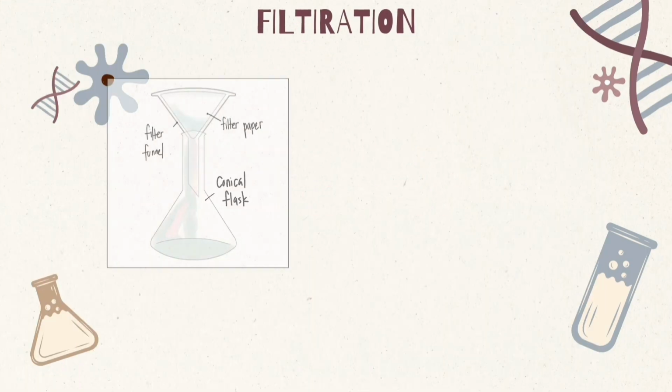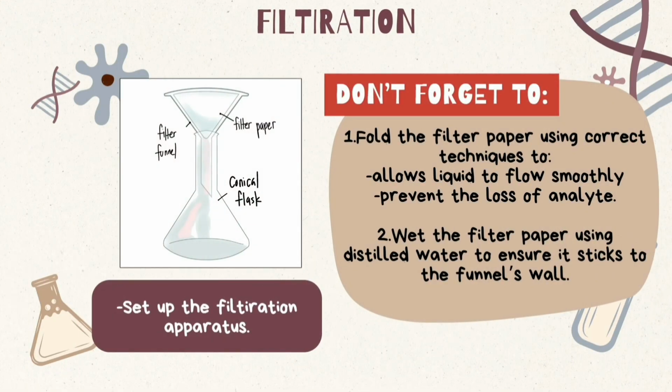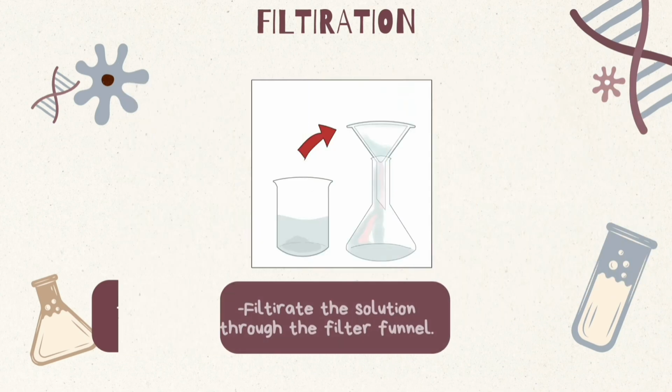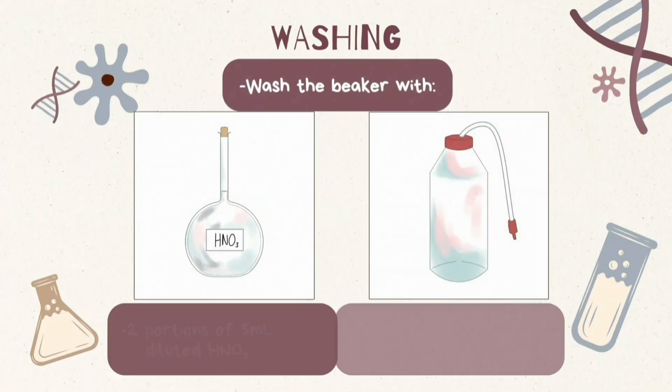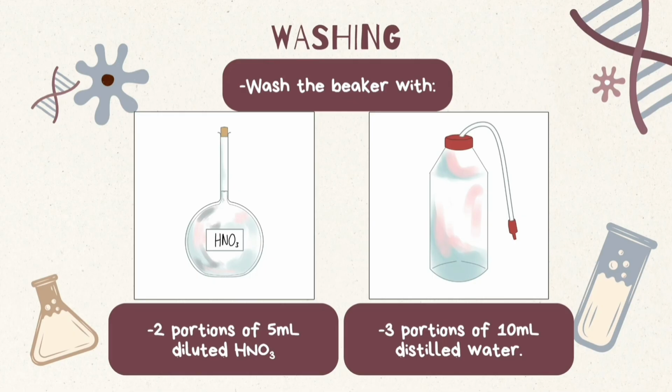Filtration. First of all, set up the filtration apparatus. Don't forget to fold the filter paper using the correct technique. This allows the liquid to flow smoothly and prevents the loss of precipitate. Moreover, don't forget to wet the filter paper with distilled water to ensure it sticks properly to the filter funnel's wall. You can filter the solution by pouring it through the filter funnel. Washing. First of all, rinse the beaker with 3 portions of 10 ml of cold distilled water. Then, rinse it again with 2 portions of 5 ml of diluted nitric acid.